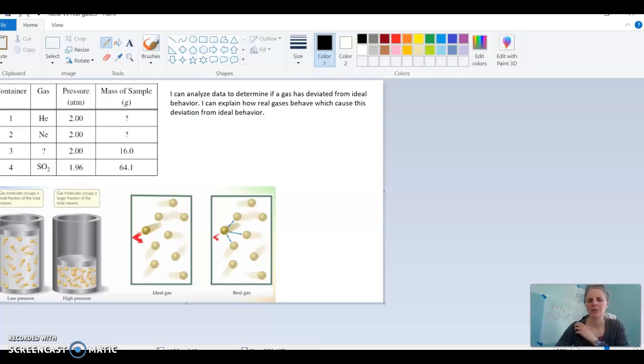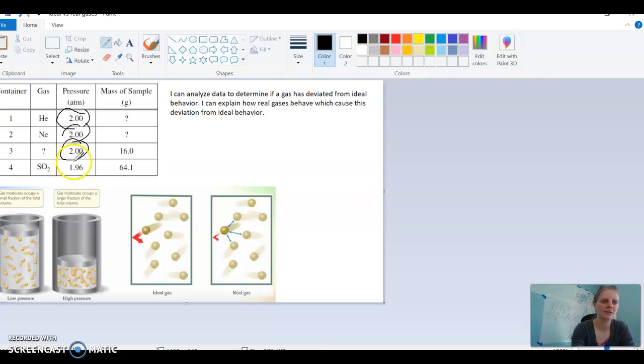I can analyze data to determine if a gas deviates from ideal behavior. And that's what I have this chart up here for. If you assume they're all ideal gases and they're all the same number of moles, you could look at this and you can see the pressure is all the same. The pressure is determined by the number of moles of the substance. And since we assume all gases to be the same, if you have 3 moles of the gas and all situations are the same, then it'll provide the same pressure.